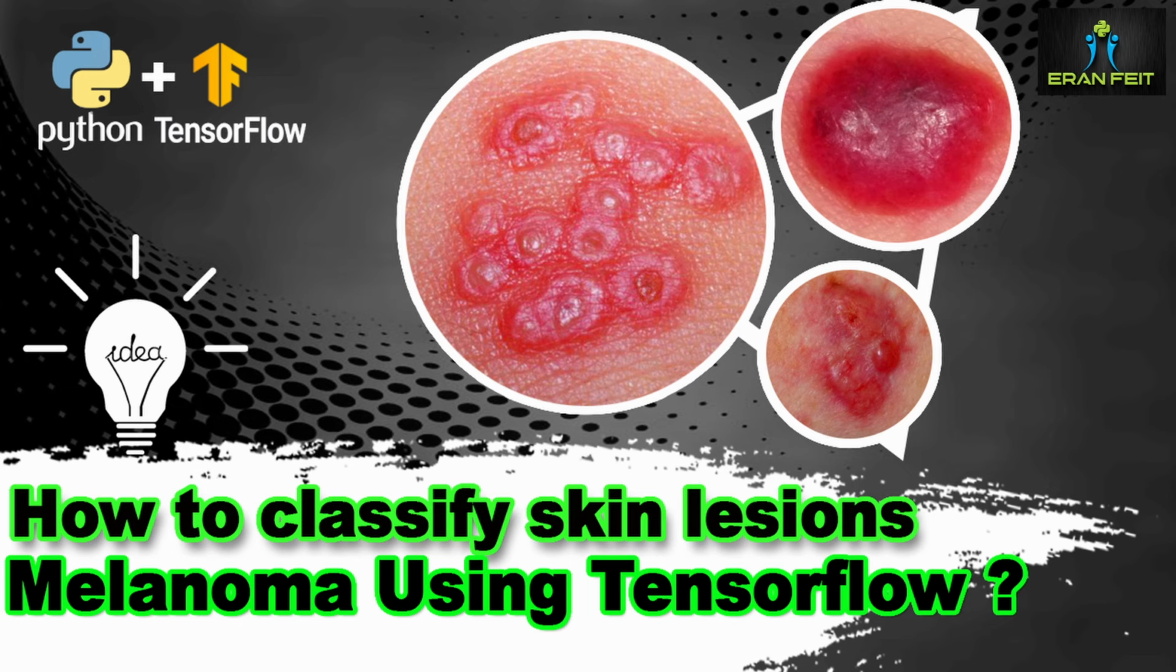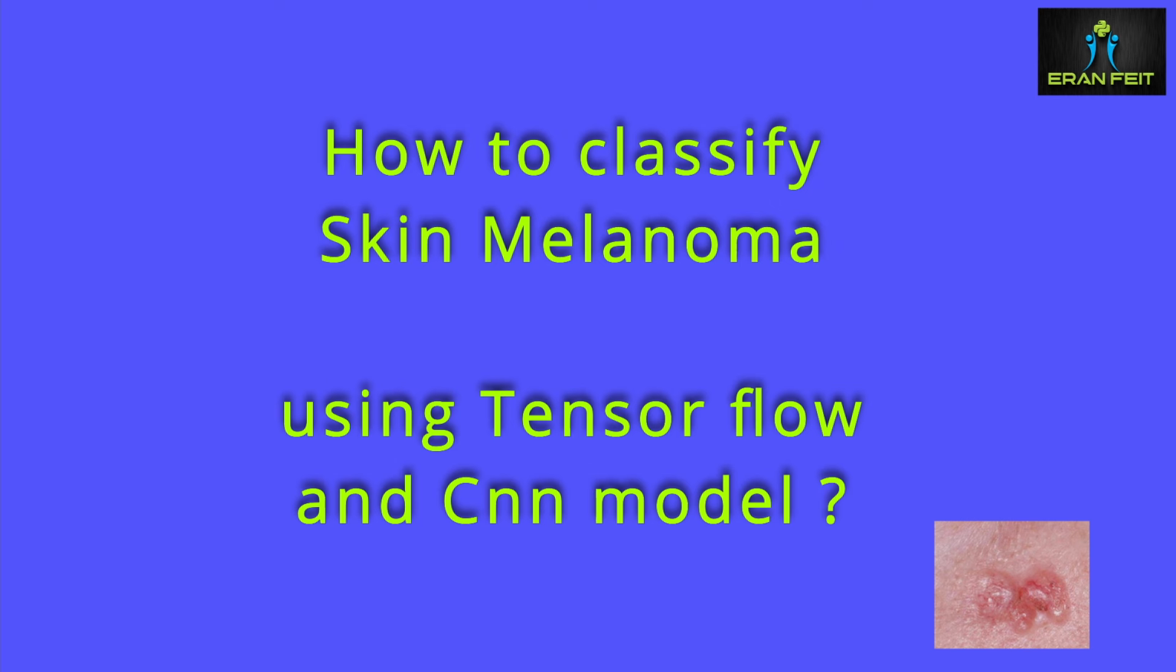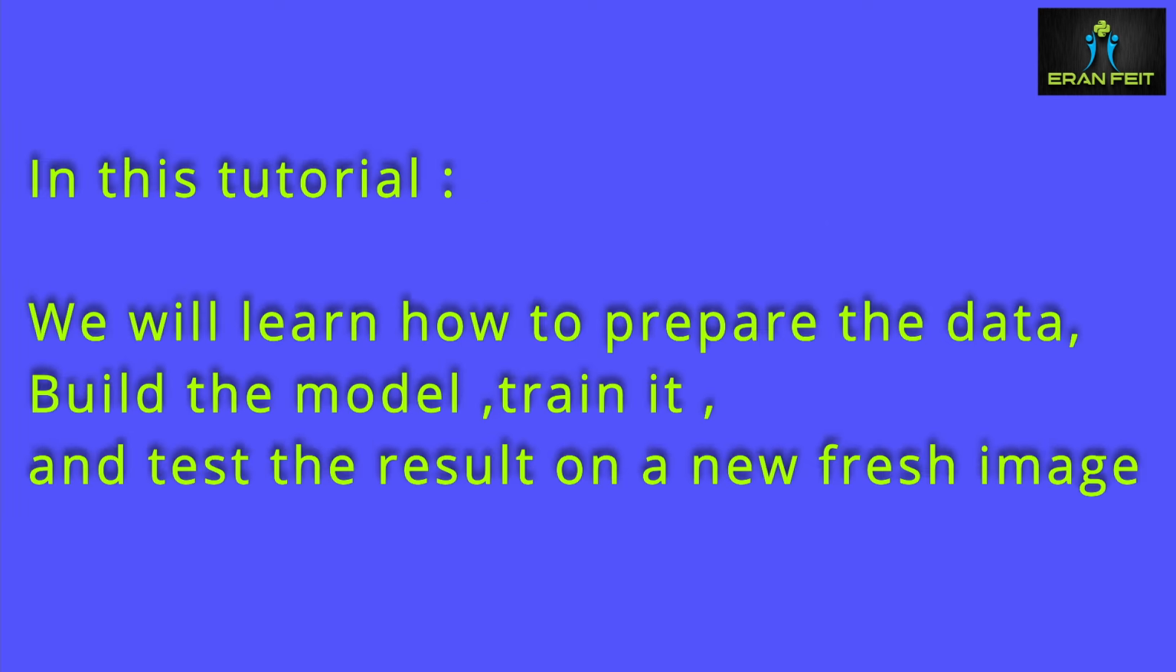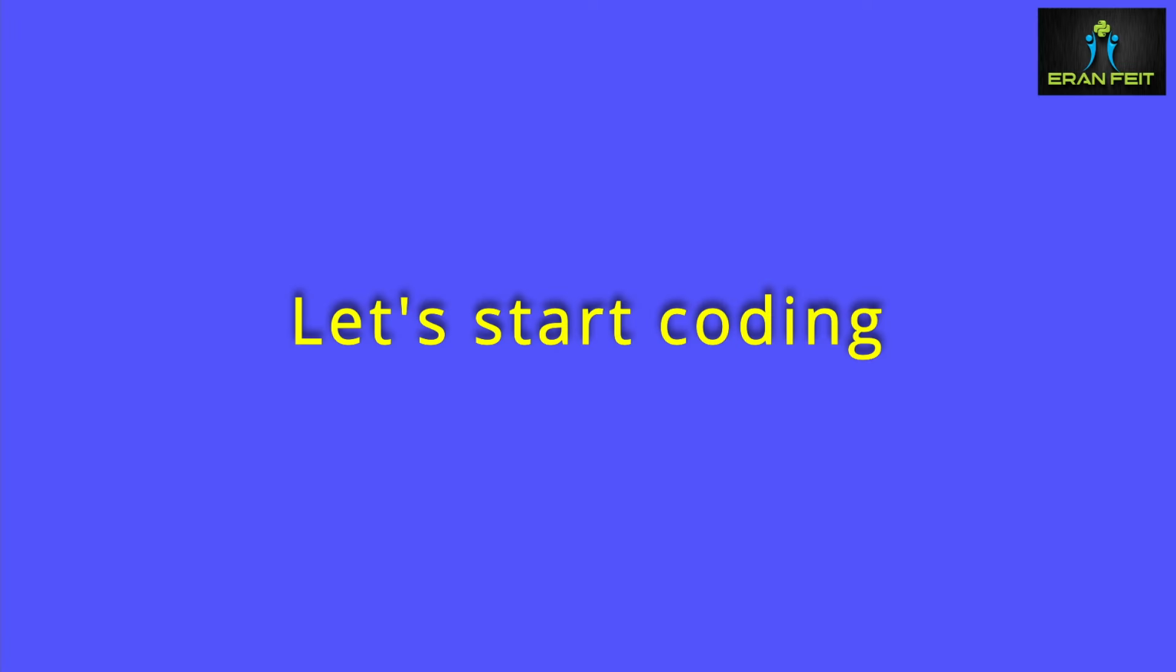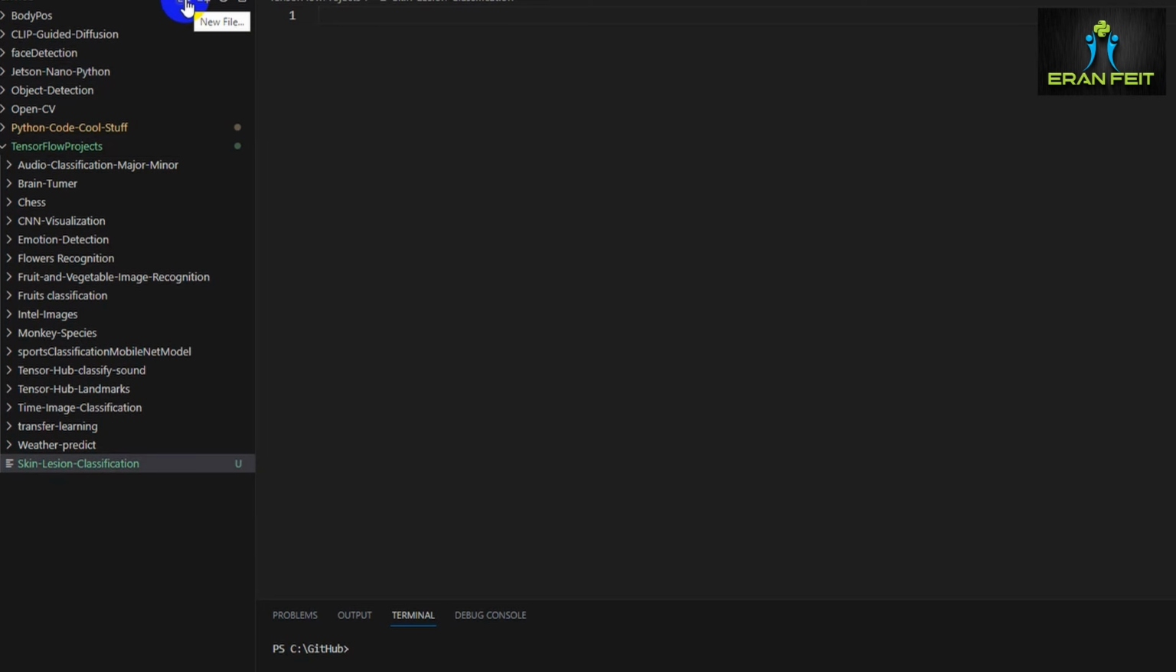Hi, in today's tutorial we are going to learn how to classify melanoma images. That means that we are going to take a dataset of several skin images, prepare the data, and split it into train and test images. Then we are going to learn how to create and build a CNN model and classify those images according to these melanoma disorders. Okay, so let's start coding.